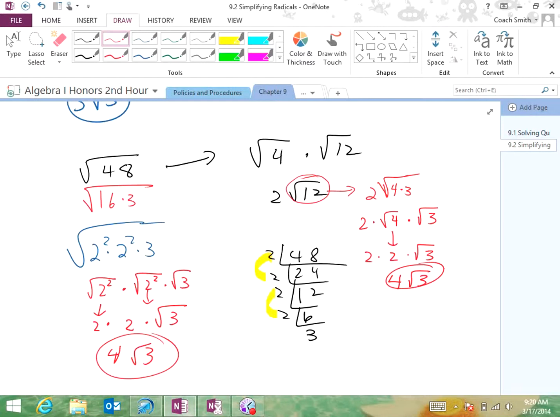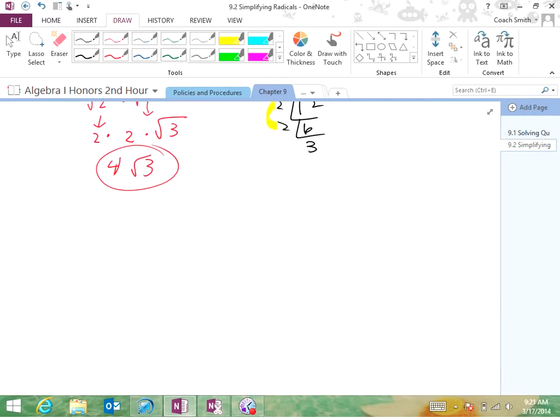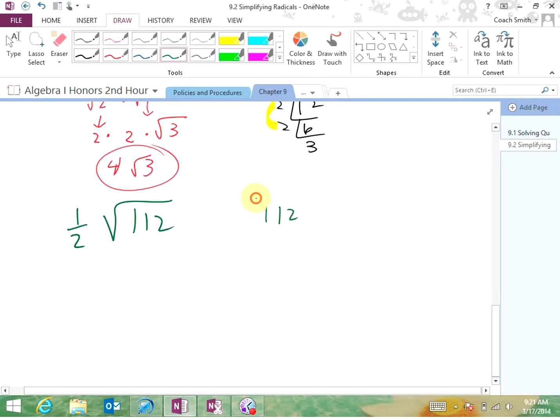All right, let's look at this one. 1/2 times the square root of 112. Okay, well now obviously that's not the easiest one to do. Obviously. Okay, you may not be able to think of it real quickly. So, like I said, I would highly suggest you just prime factor it.